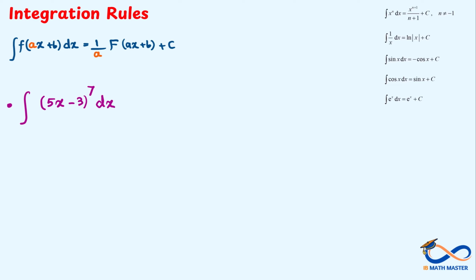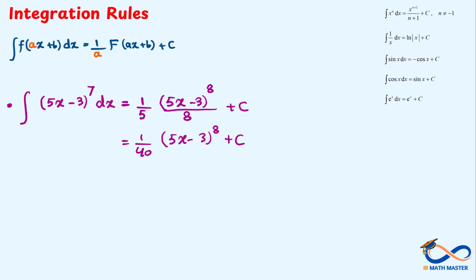So now here we will have, first we put 1 over 5 as we learned here. So the coefficient of x is 5, so we put 1 divided by 5. And after that, the bracket will be 5x minus 3. We increase the power of 7 by 1 to be 8 and divide by the same new power as we have here. Now we can simplify here. 5 multiplied by 8 will be 40 down. So the answer will be 1 over 40 multiplied by 5x minus 3 to the power of 8.